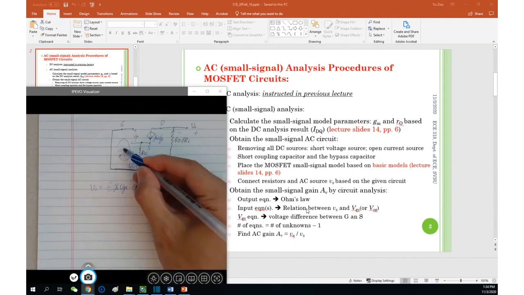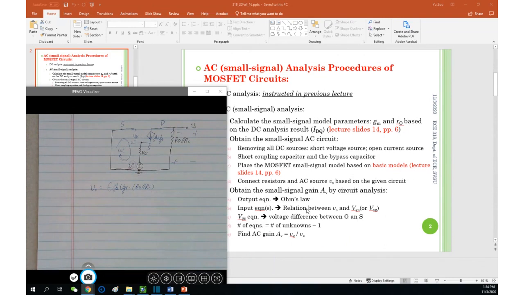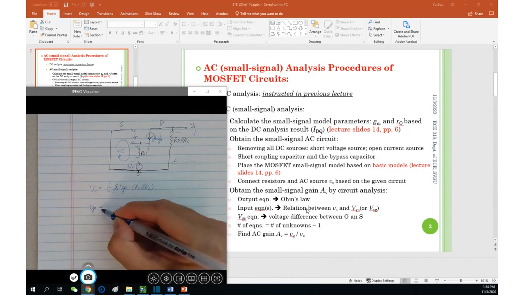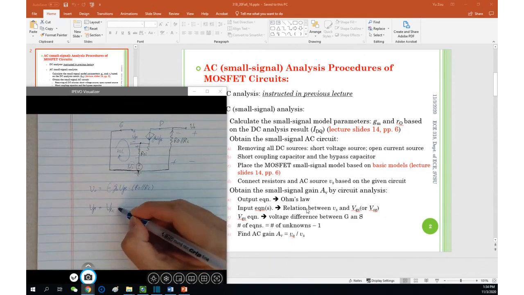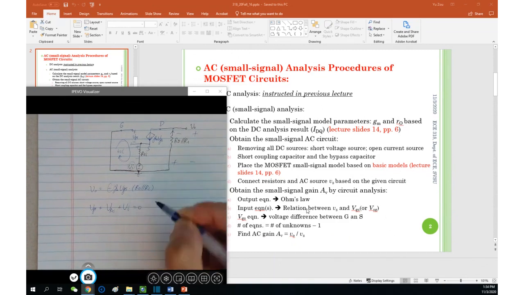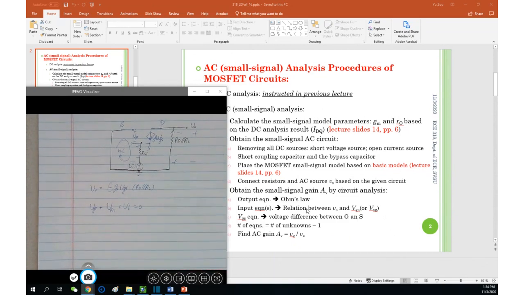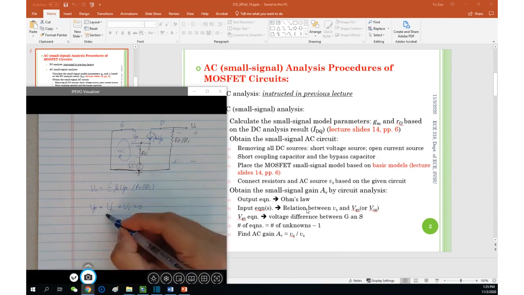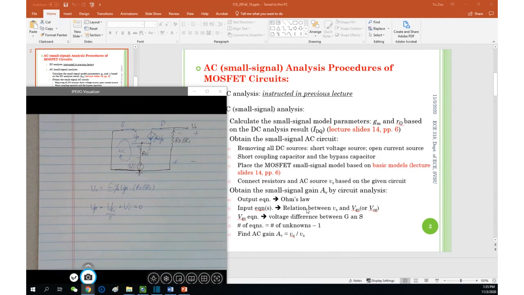So inside of this KVL, you have three voltages, right? VGS, the voltage across RSI, and the VI. So if you write this KVL as simple as this, VGS plus VRSI plus VI equals 0, right? Very easy. Of course, VRSI needs to be further substituted by something related to VGS or VI. So how to find the voltage across the RSI? What's the idea?